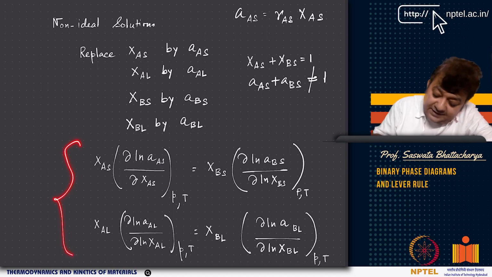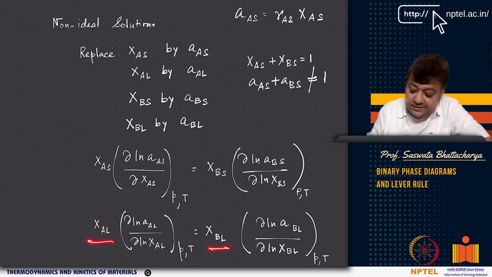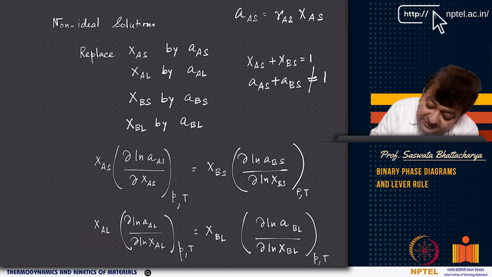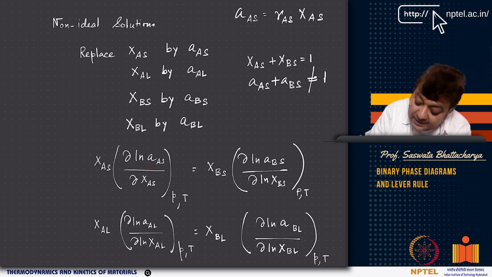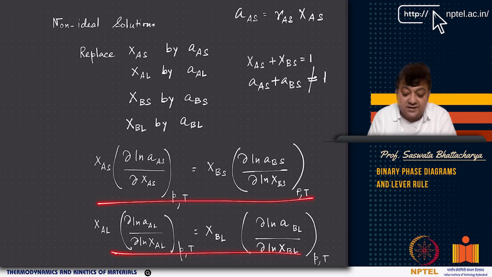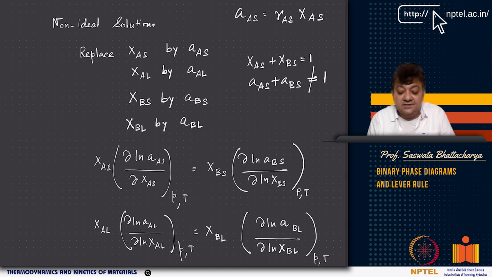You can write XAS plus XBS is equal to 1 and XAL plus XBL equal to 1, and now how many variables do you have? You have these variables, and this is also a variable, and this is also a variable, right? So you have 4 variables, but you do not have any other equation. You have only this equation and this equation. As a result, it is not very straightforward to get the liquidus and solidus curves.